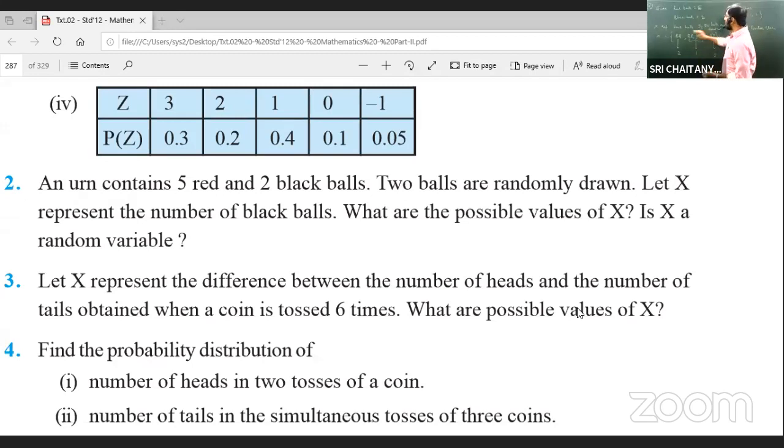Now I should consider only black balls, because X represents black balls. Both black means two are black. One red and one black means only one is black. Both red means zero black. So X has values 0, 1, 2. Okay, X is a random variable. Copy this one as it is.